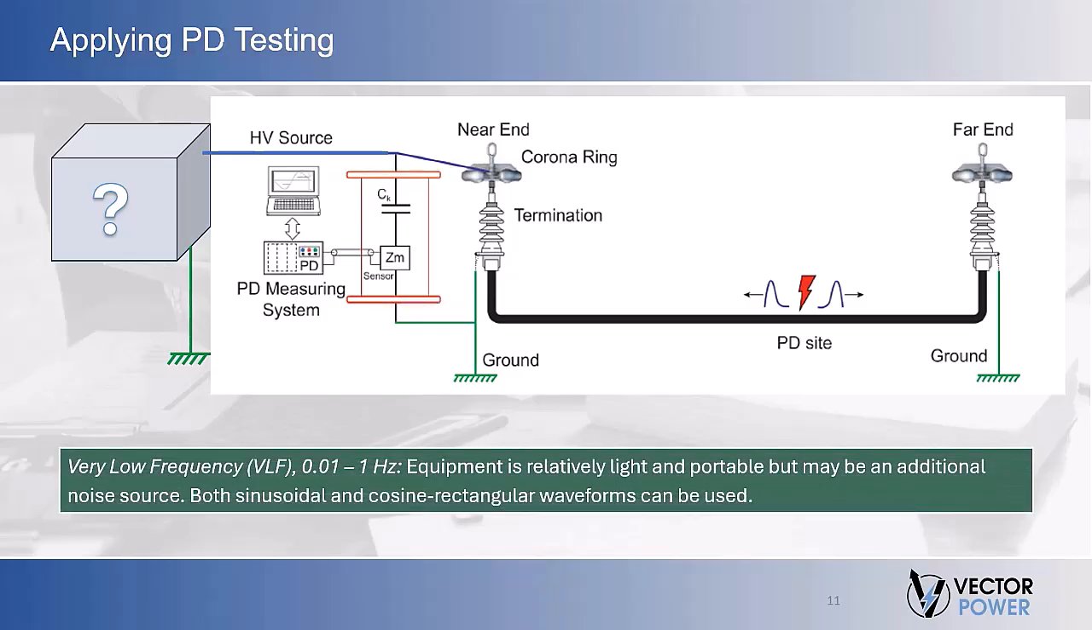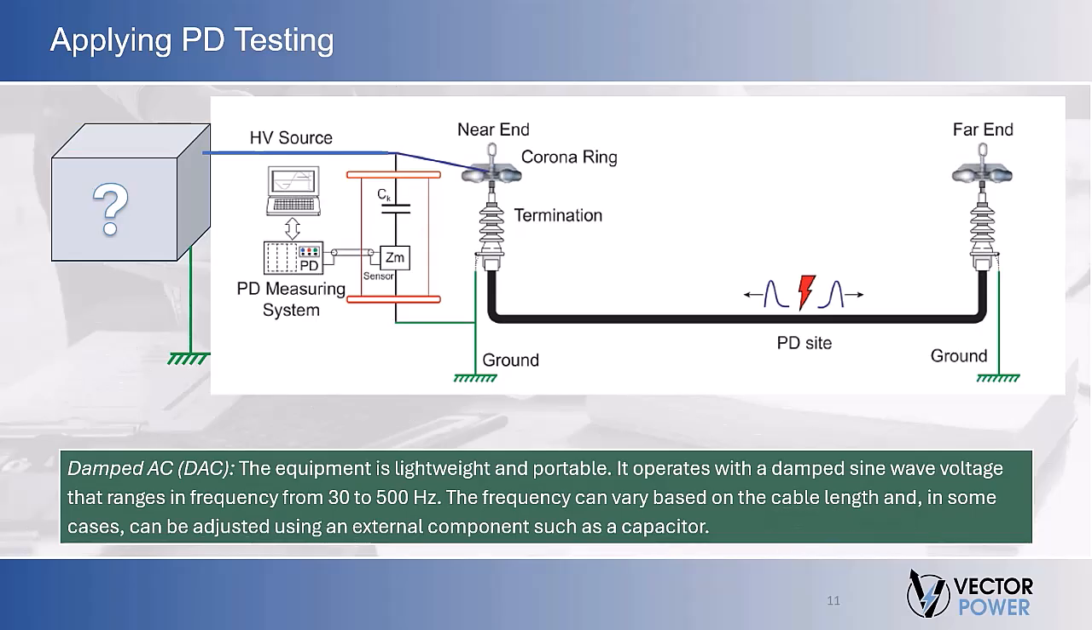We also have very low frequency, operating from 0.01 up to 1 Hertz. Now, this equipment is relatively light and portable, but may be an additional noise source. Both sinusoidal and cosine rectangular waveforms are available in VLF.